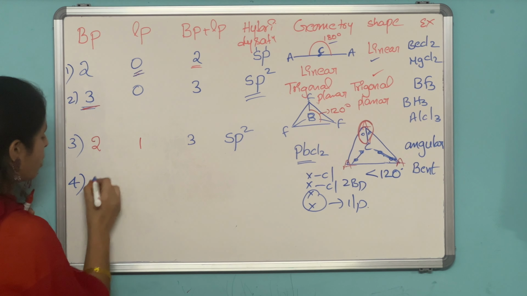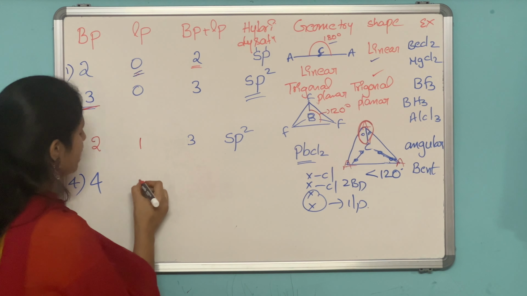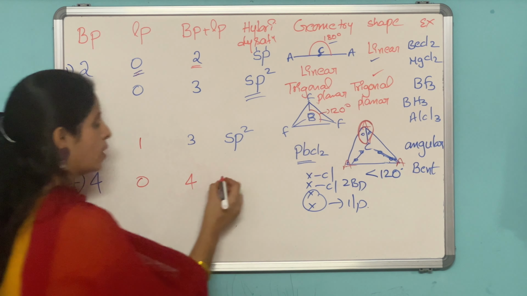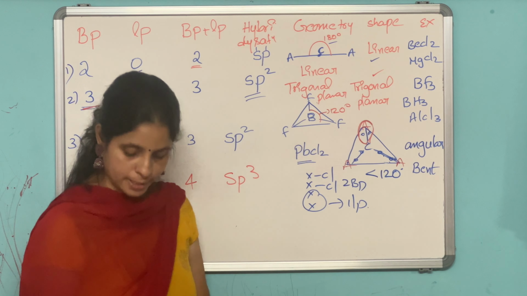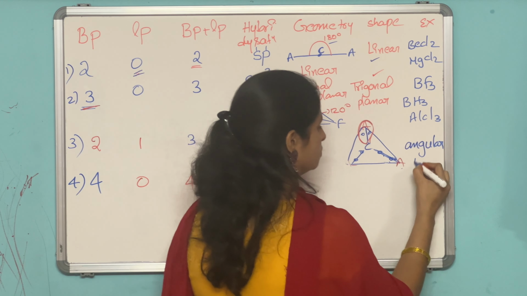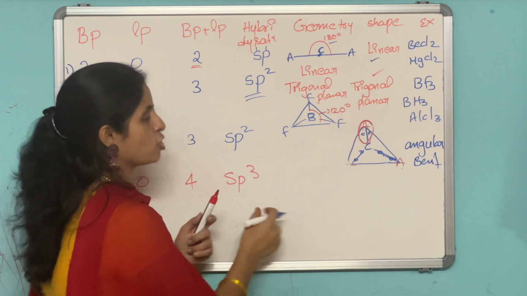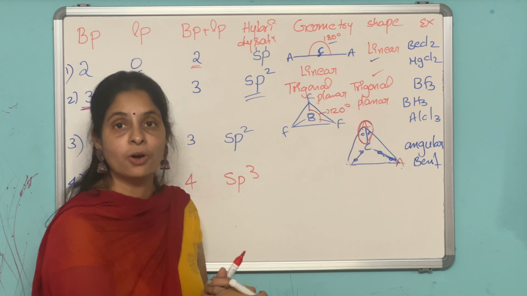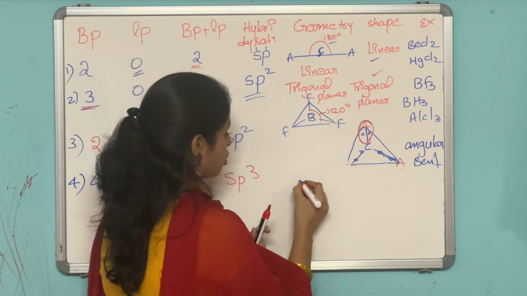If 4 bond pairs are there, so here lone pairs 0. So bond pairs plus lone pairs is 4. What is the hybridization? sp3. sp3 hybridization with a geometry. What is the geometry if it is sp3 hybridization? 4 means, I told you, no? It is tetrahedral geometry.